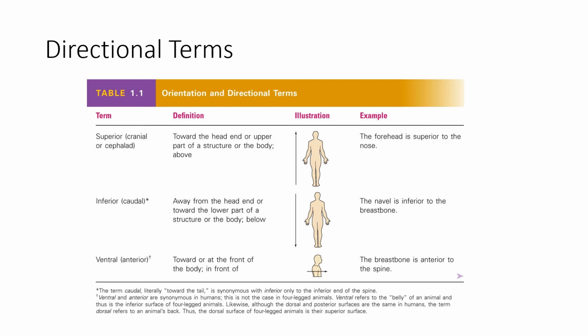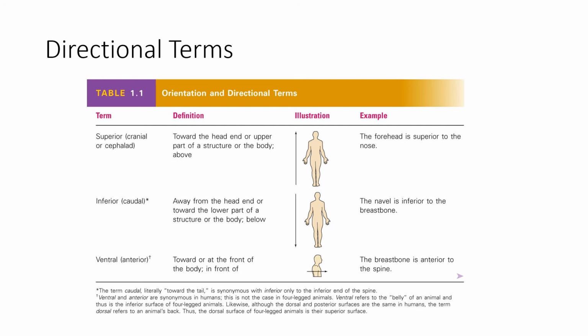We often use cranial or cephalad as well. Cephalad means towards the head. Same thing with cranial. We typically use superior, but we can use those other terms. Inferior is the opposite of this. Inferior, otherwise known as caudal, and caudal means tail, towards the tail. Inferior means away from the head end or toward the lower part of the structure or body, below. The navel is inferior to the breastbone.